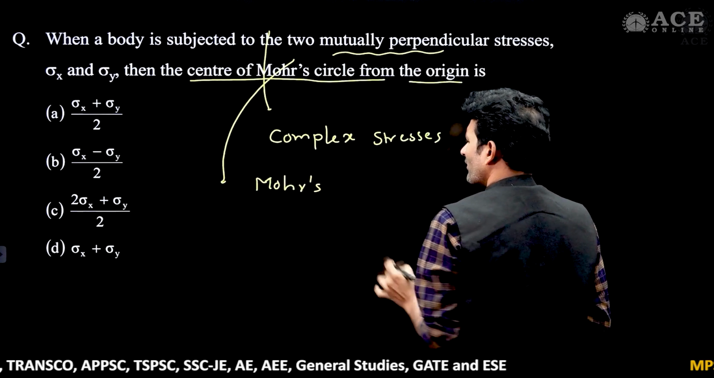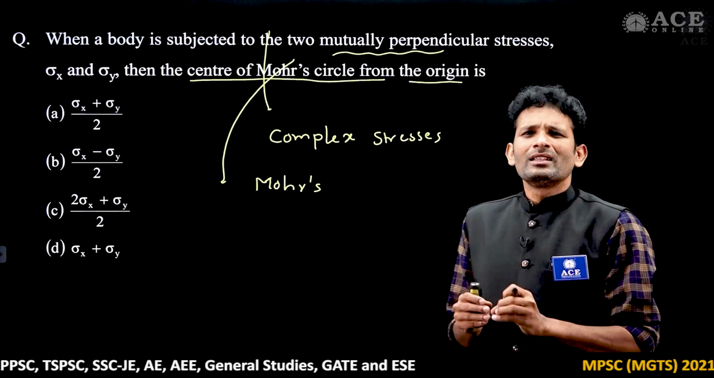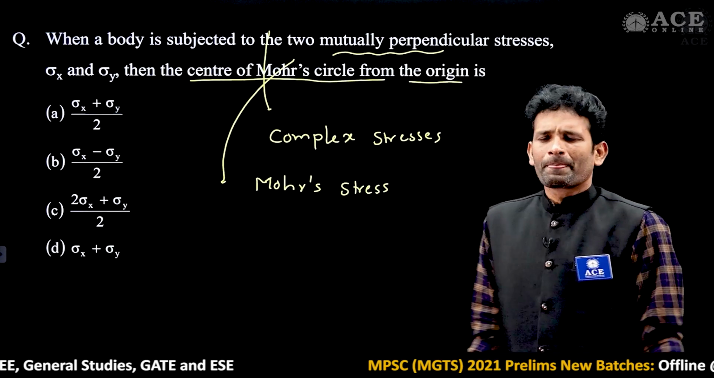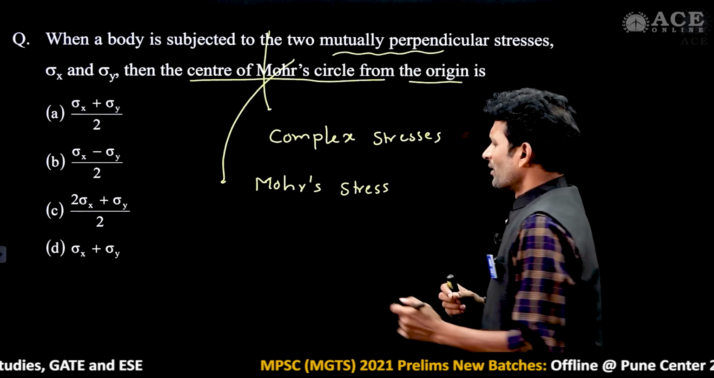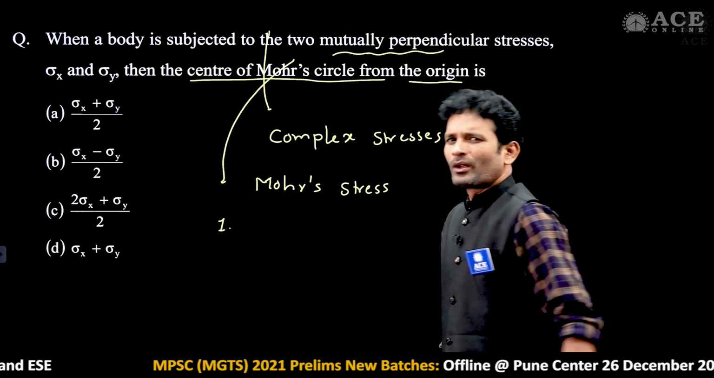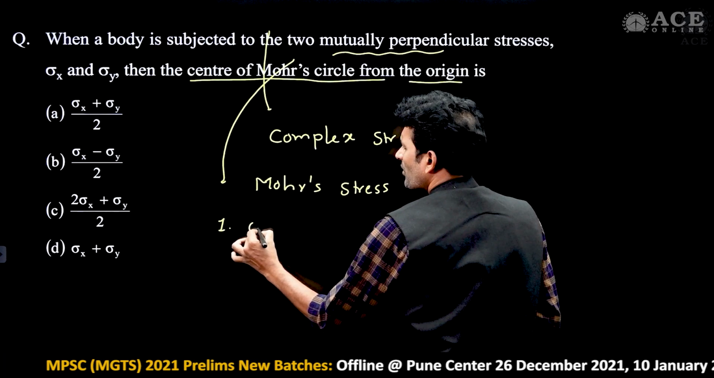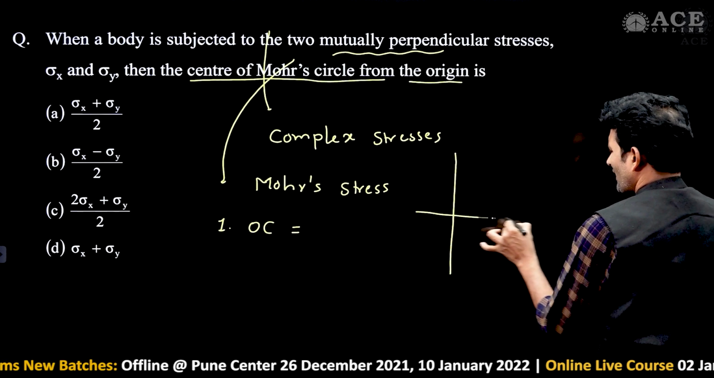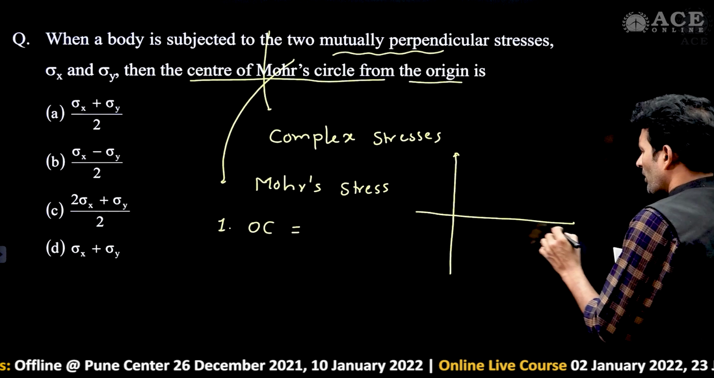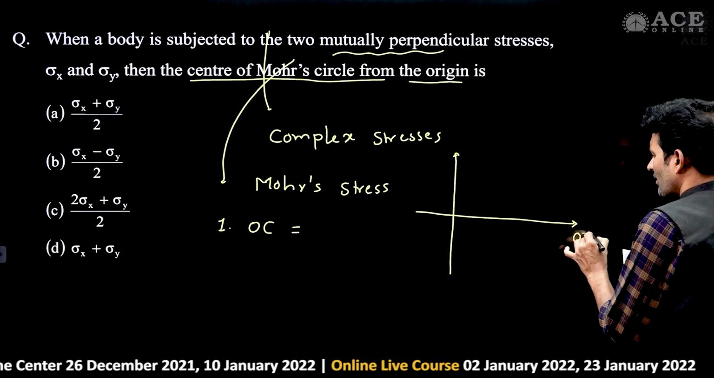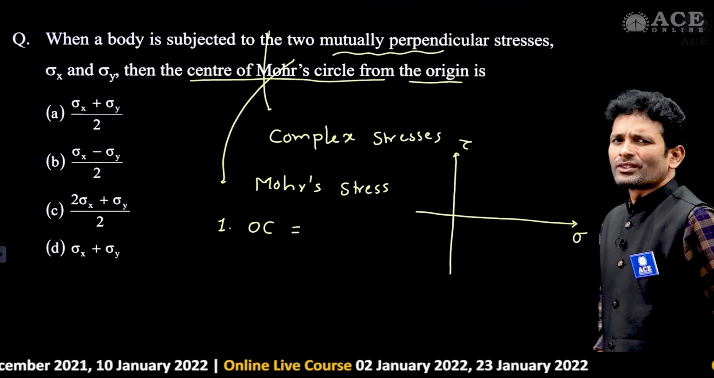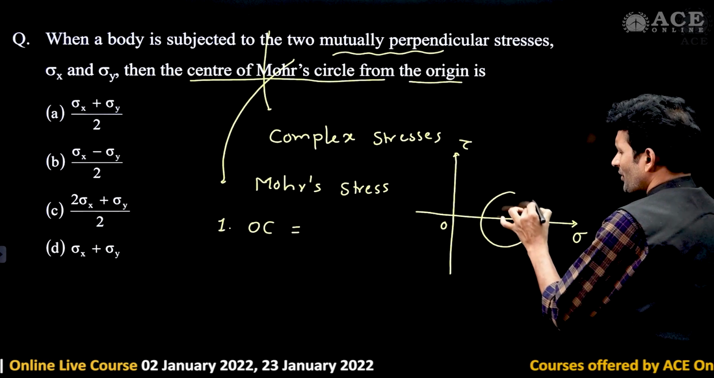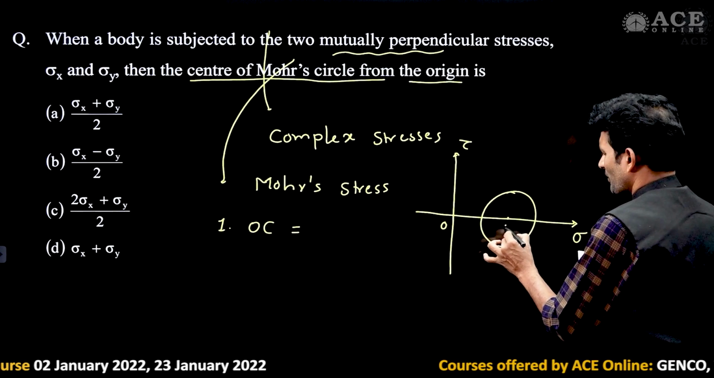As we know, if I want to draw the Mohr circle for any state of stress, what basic parameters are required? Two basic parameters. One, the distance from origin to the center of the Mohr circle, which we call OC. Suppose this is the Mohr circle. When plotting it, on the x-axis we take normal stresses, on the y-axis shear stress. This is the origin point. The first basic parameter is the distance from origin to the center of the Mohr circle, OC.